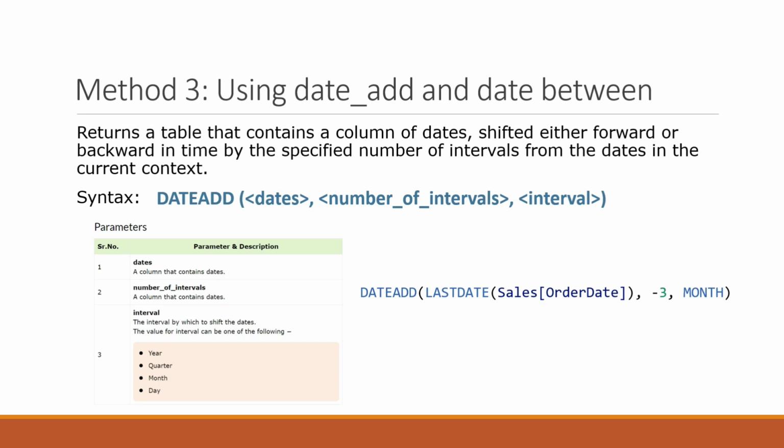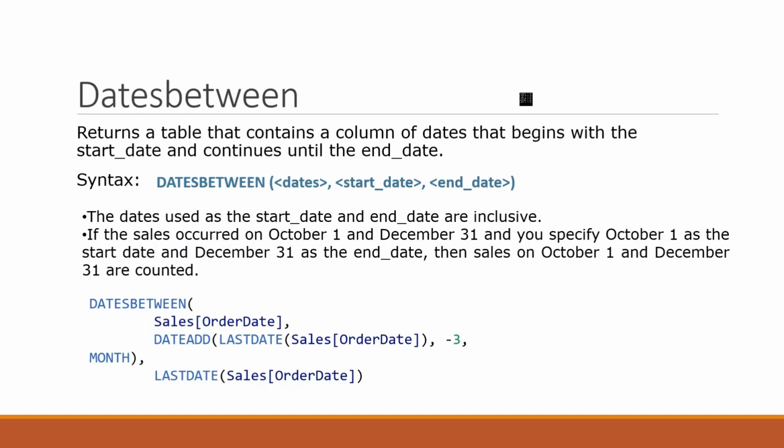Let us understand that first. Datesbetween returns a table that contains a column of dates that begins with a start date and continues until the end date. The syntax is Datesbetween. Here we have 3 parameters: dates, then start date and end date. The dates used here as a start date and end date are inclusive, so we have to mention both. Suppose the sale occurs on October 1 and December 31st, then you have to specify October 1 as a start date and December 31st as an end date. Then sales on October 1 and December 31st are counted.